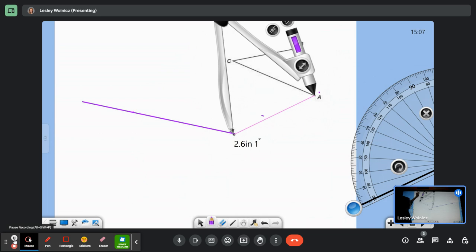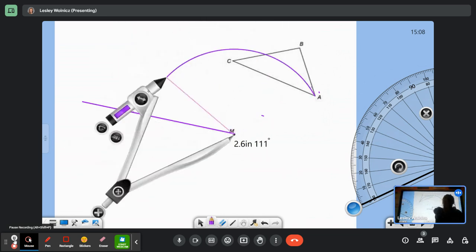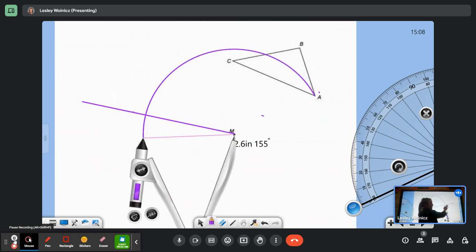I'm going to copy that distance over. I'm making this arc. Don't make the whole thing, just make where it crosses over here. I just want to know where it crosses my auxiliary line.